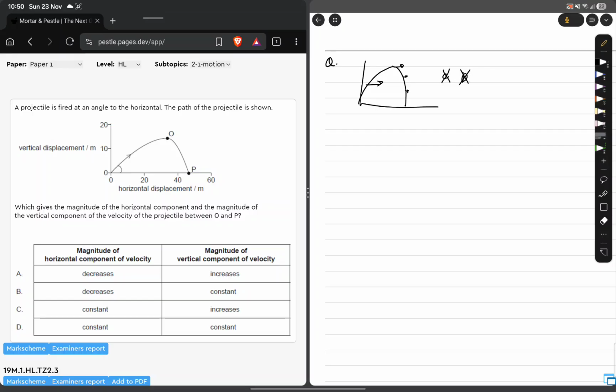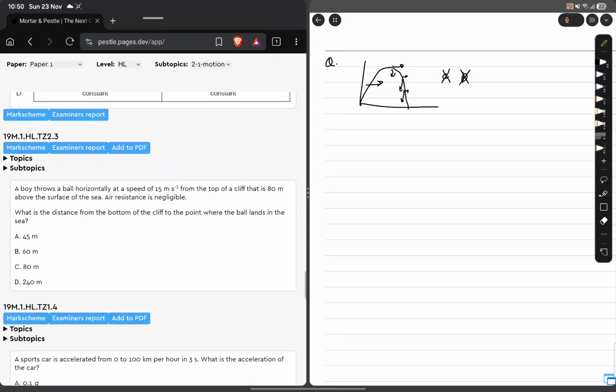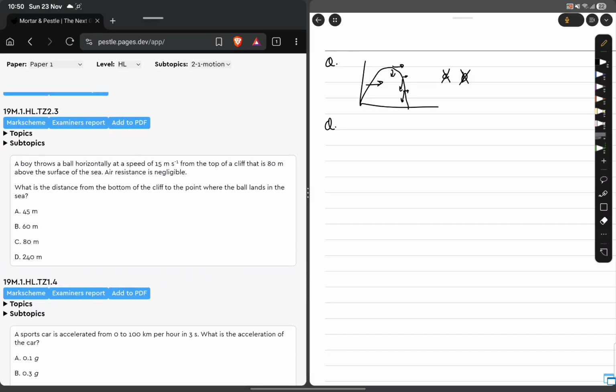So which is it? Between A and B? Well, the magnitude of the vertical component of velocity is going to increase because it's getting bigger, because at the top it's 0. So in my opinion, it's going to be A. Alright. So the magnitude of the vertical is increasing as in a normal parabola, as normal projectile motion.